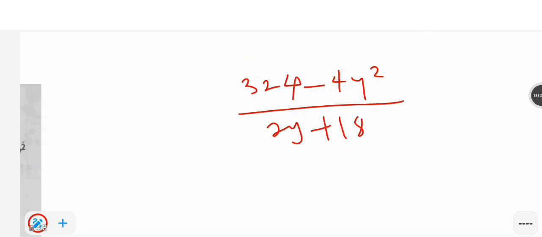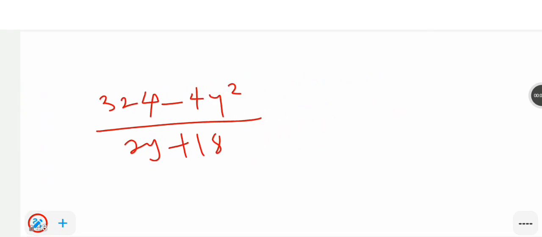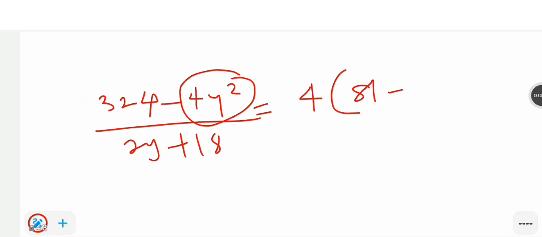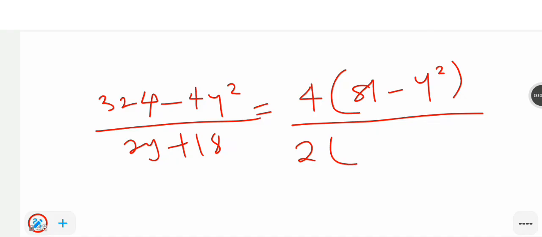So you can bring your 4 out. 2 can divide 2 here. 2 can also divide 18. So you can bring out your 2. If you do that, 4 is common. 4 in 324 will give you 81 minus 4 in 4y squared. So the 4 will cancel out, and you have y squared. Then 2 is common here. 2 in 2y will give you y, plus 2 in 18 will give you 9.